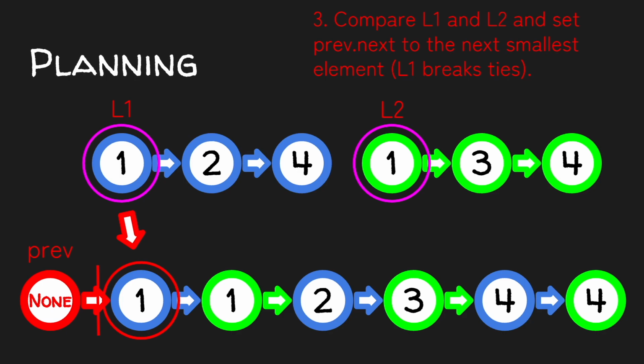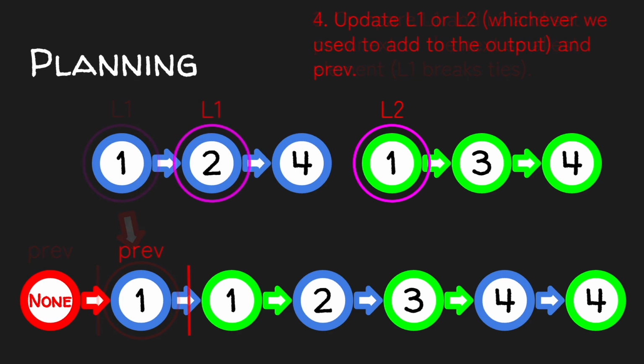Then we update whatever list we used to add to the output list, and we also update our previous variable. So in this case, we use the 1 from L1. So we update L1 from 1 to 2. And then we update prev from our dummy head to 1. Then we repeat the previous steps and continue adding to our output list.